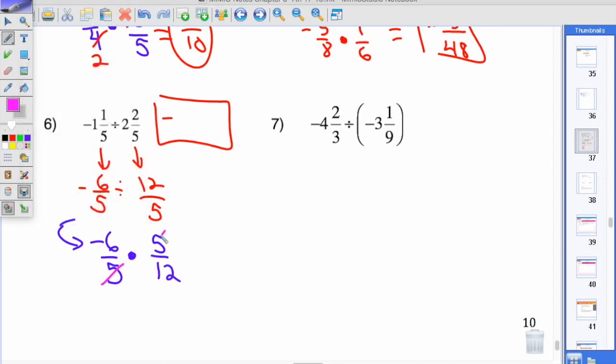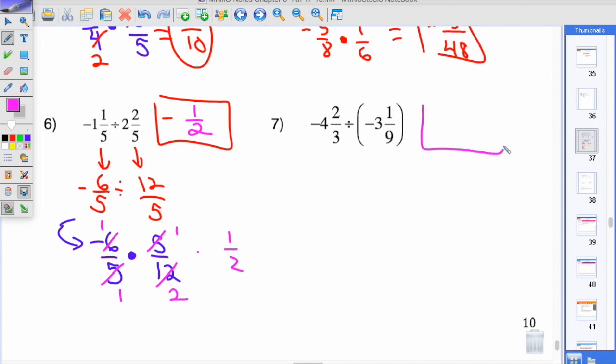Now we can cross cancel. 5s divided by 5s is 1, and we can take out a 6 from the 6 and 12, so we're left with 1 and 2. There's one negative in the problem, so our answer is negative, and if we multiply going across, we get 1/2, or negative 1/2.